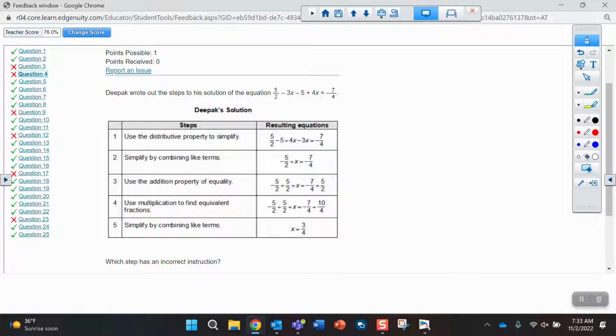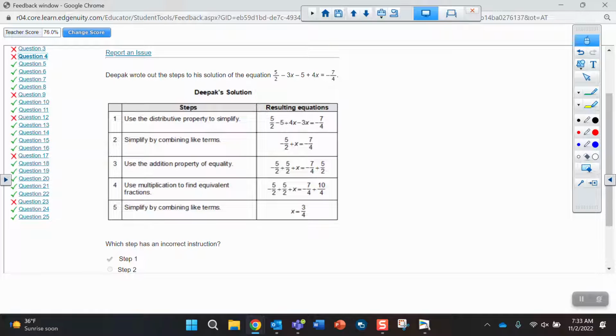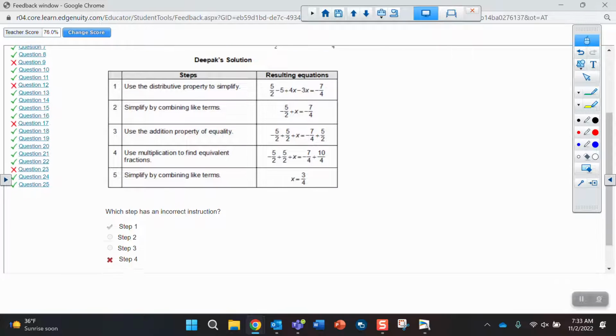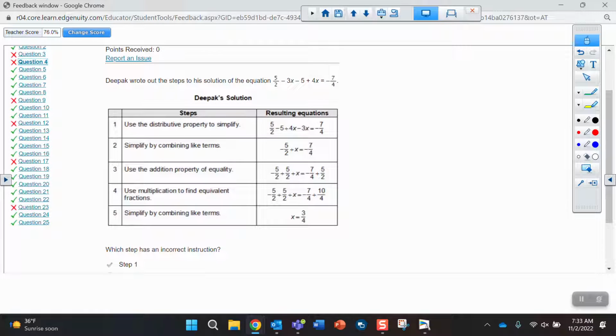The next question, it looks like a student is working through some steps to solve an equation, and it says which step has an incorrect instruction. So it says use the distributive property to simplify. Well, when you look at that equation, there actually is no distributive property. Remember, the distributive property would contain a set of parentheses with a number out in front to multiply. So that incorrect step is number 1.